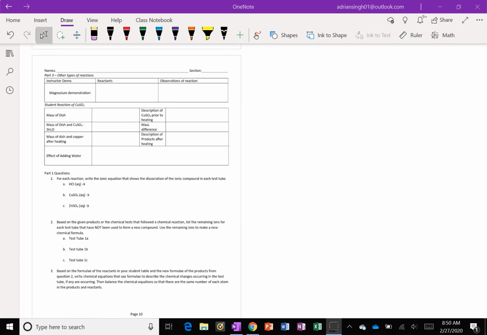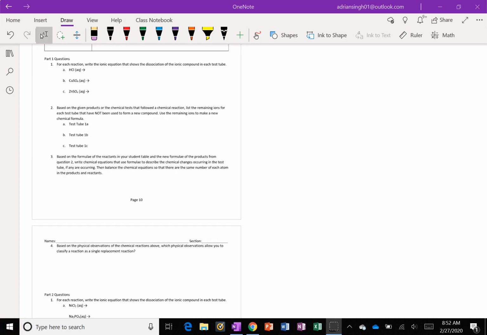In part 3, the demo that I did for you, where we burnt the magnesium, the reactants were magnesium, and it also reacted with oxygen gas, O2 (g). Those were your two reactants, and then you write your observations, whatever it is that you saw or heard or experienced when I did that demo for you in lab.